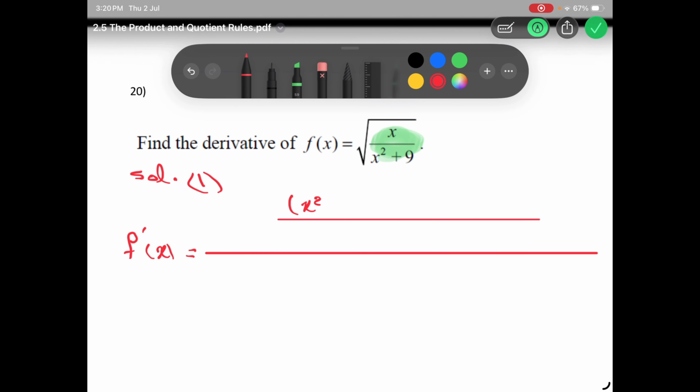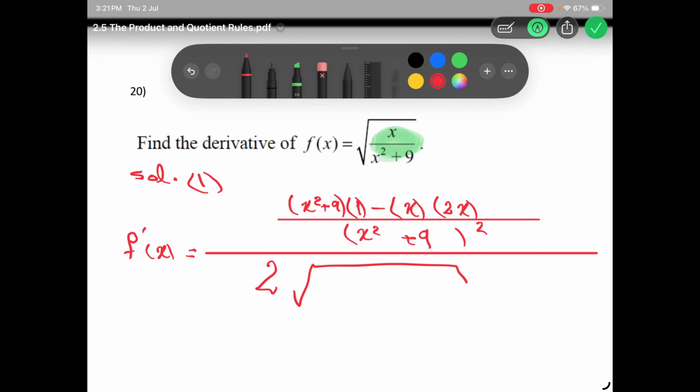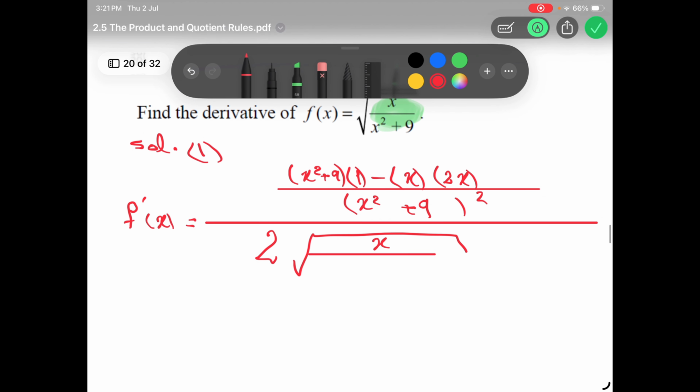So it will be x squared plus 9 times the derivative of the top, which is 1, minus the top as it is, x, times the derivative of the bottom, which is 2x, divided by the bottom squared, which is (x squared plus 9) to the power of 2, divided by 2 times the same radical of x divided by x squared plus 9. This is correct, fine. Or there's solution 2.